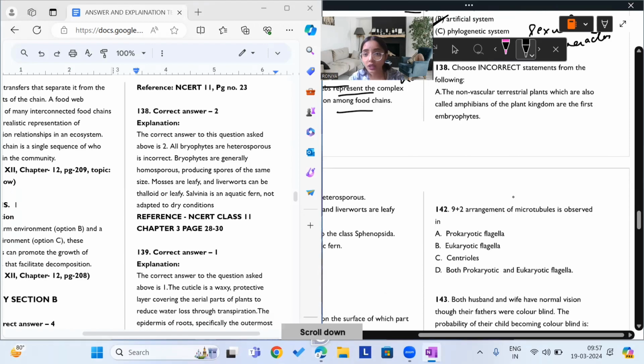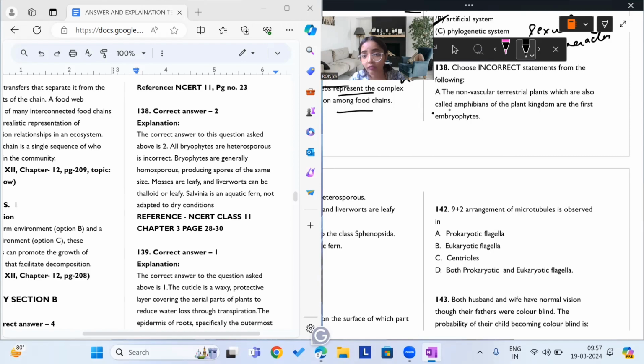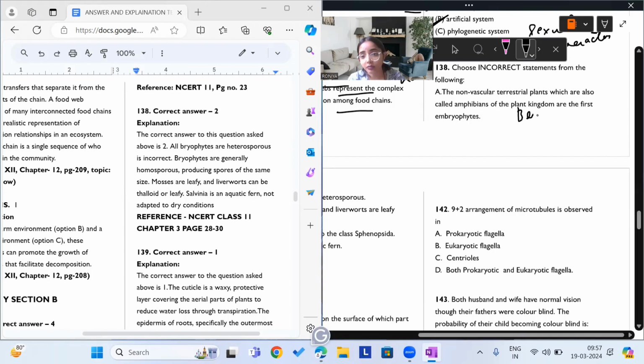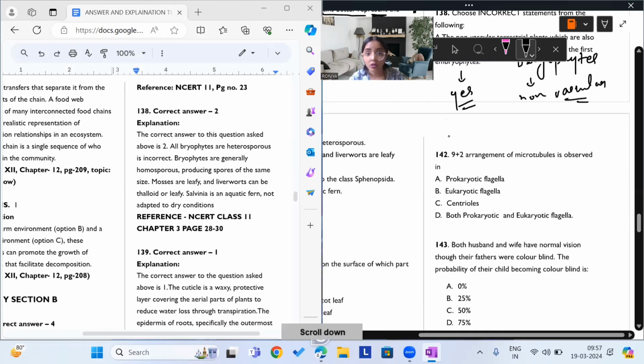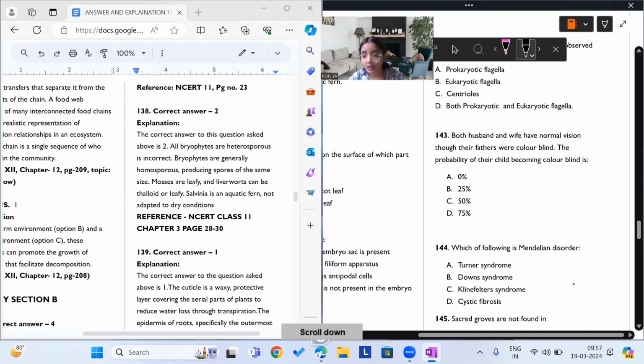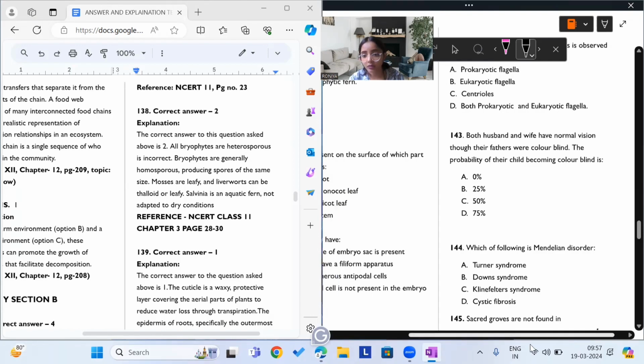What does it say? It says choose the incorrect statement from following. The non-vascular terrestrial plants, which are also called amphibians of plant kingdom, are first embryophytes. This statement is correct. What are amphibians of plant kingdom? Bryophytes. Are they non-vascular? Yes, they are non-vascular. Are they first embryophytes? Yes, that is, formation of embryo was first seen in bryophytes. Yes, it's a correct statement.